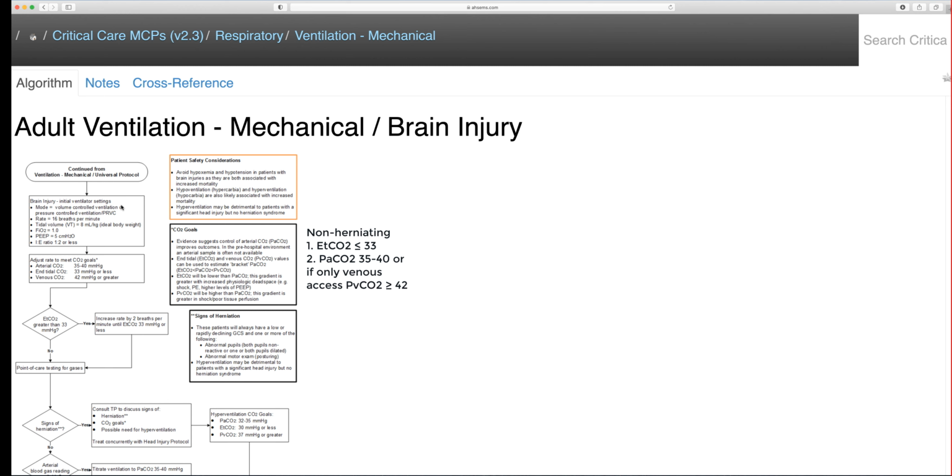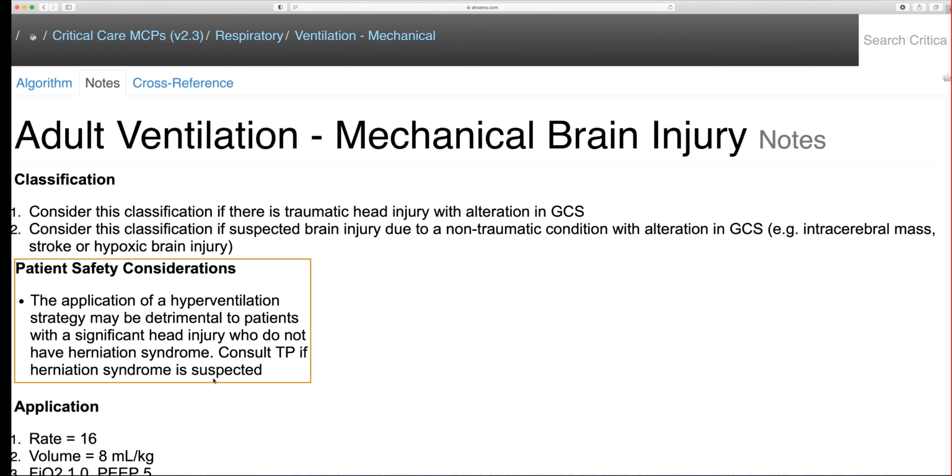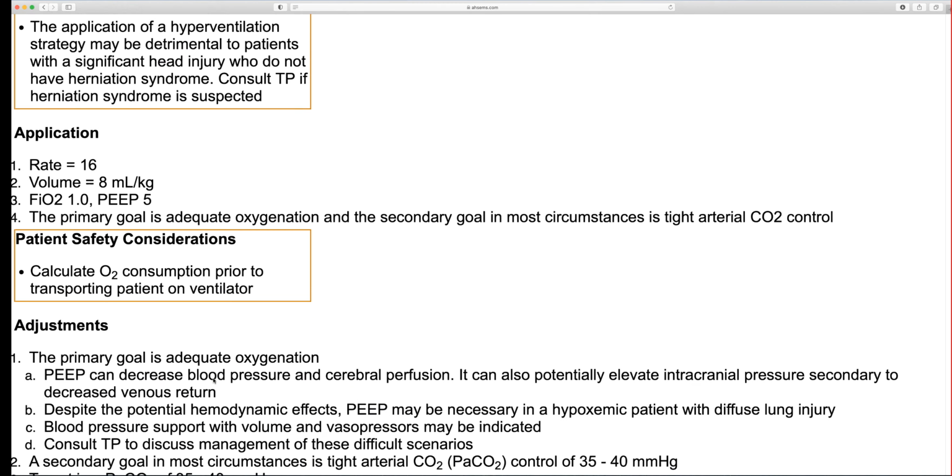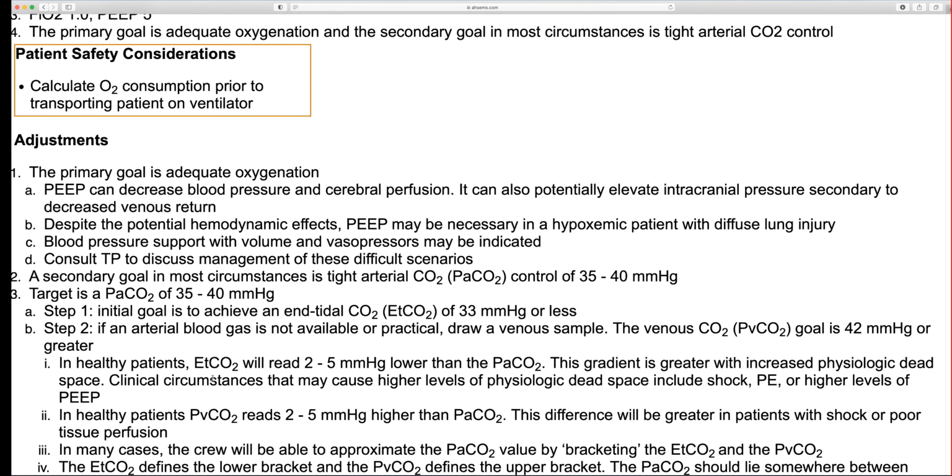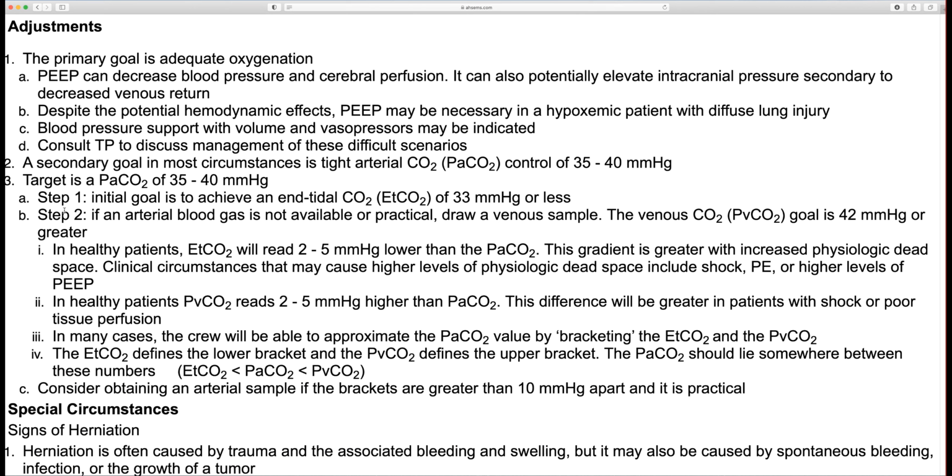Exactly. With that in mind, let's just take a quick move over to the notes section. And you'll see if you scroll down on the notes section here, we talk about the stepwise initiation of this. And so it's right here. And as Shell mentioned, this is our sort of normal gradient. So the end tidal CO2 typically will read somewhere between 2 to 5 millimeters less than the arterial CO2. And the venous CO2 in healthy patients is about 2 to 5 millimeters of mercury higher than the arterial CO2.